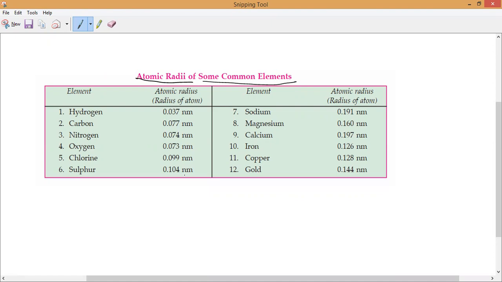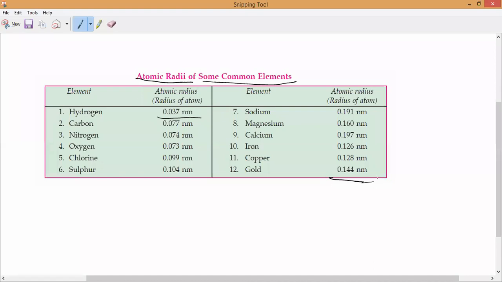You can observe here carefully. What is the radius of hydrogen? 0.037, correct? In the same way, take gold, which you people love to wear. What is the atomic radius of each atom of gold? 0.144. Like that, it is extremely small.